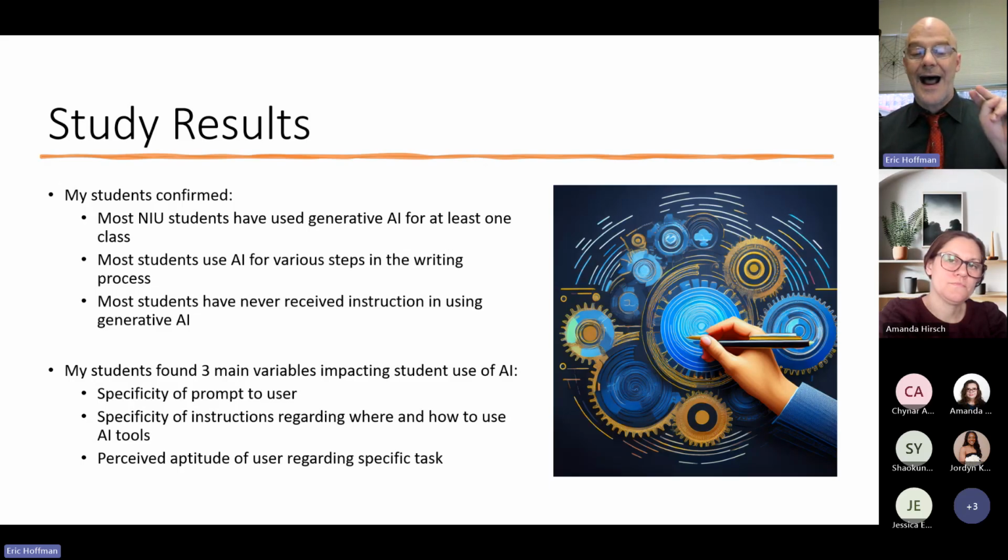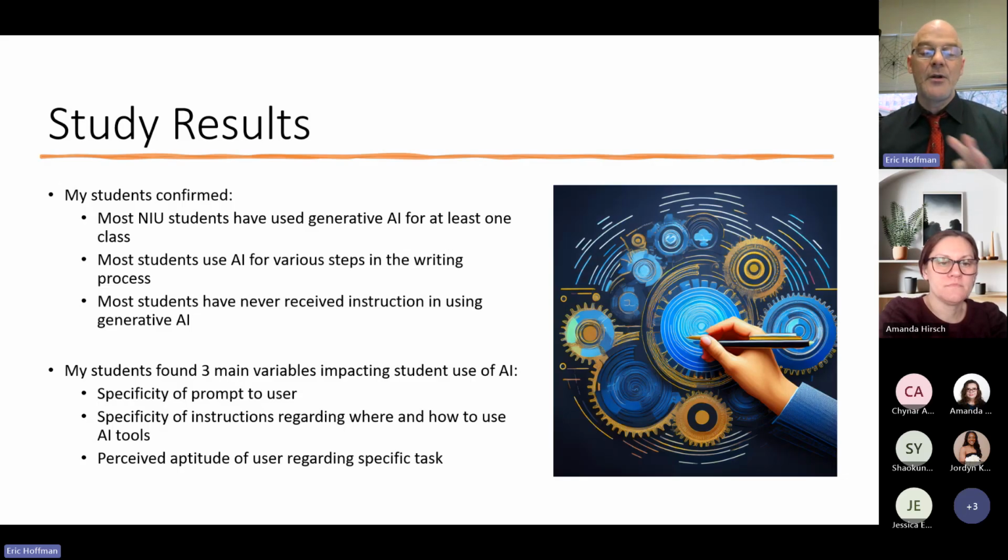Two of these were things that I told my students to test for, and that's numbers 1 and 2. So number 1 is the specificity of the prompt to the user, and my hypothesis was that the more specific the prompt to the student, the less they would rely on AI in the drafting phase. Second variable that we were testing was the specificity of instructions regarding where and how to use AI tools. And again, my hypothesis was that the more specific the instructions on precisely where and how to use these tools, the fewer students or the less chance the students would use these tools in ways that exceeded those parameters.